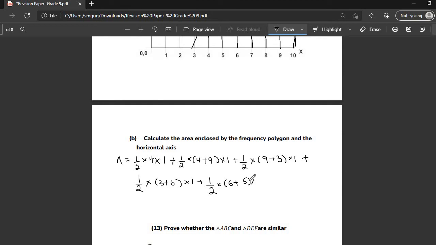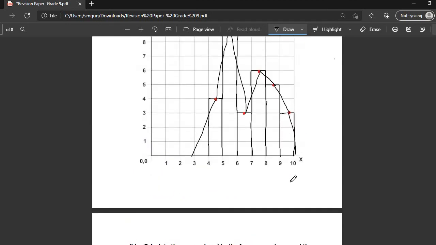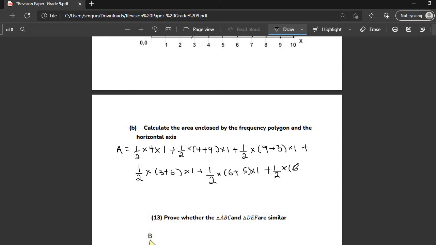Times the width, which is 1, plus half, and that's going to be 5 and 3 times 1. For the last one, you're going to repeat what we have here. So it's going to be half times 4 times 1.